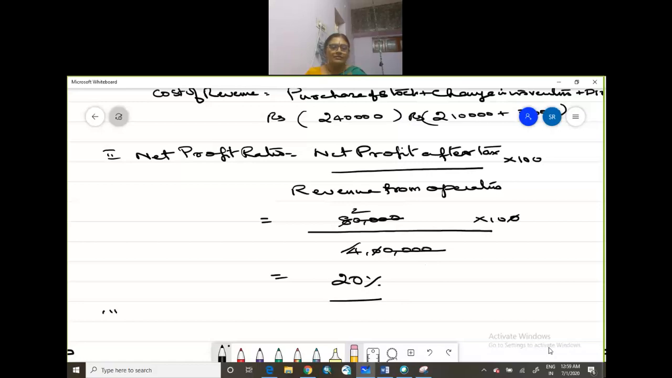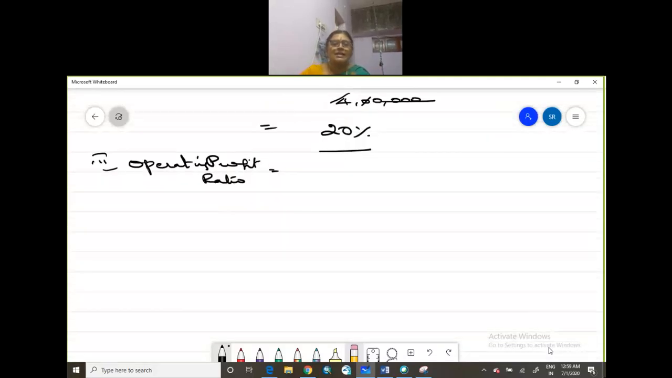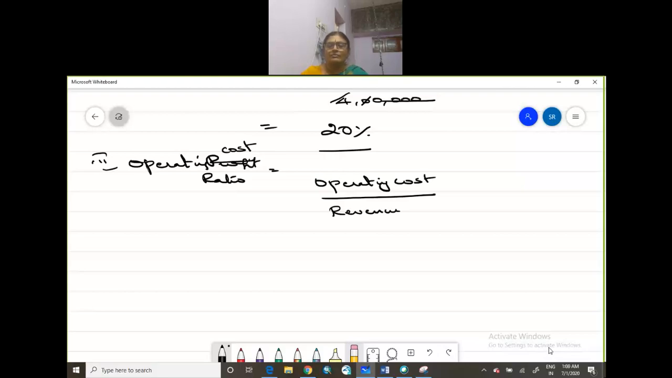And net profit ratio is done. Third one, operating profit ratio. Operating cost ratio we'll finish off first, then we'll come to operating profit ratio. So first let us calculate operating cost ratio. Operating cost divided by revenue from operations into 100. Revenue from operations is 4 lakhs into 100. Now what is operating cost?